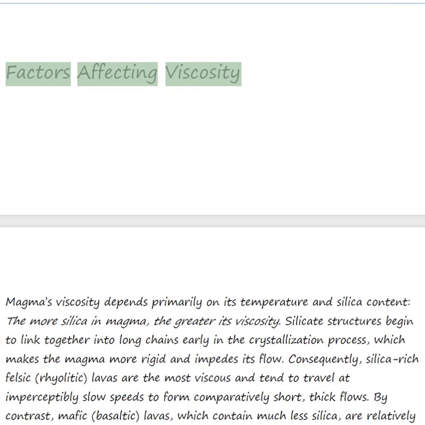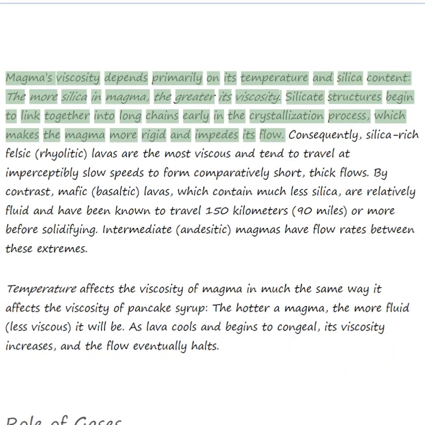Factors affecting viscosity. Magma's viscosity depends primarily on its temperature and silica content. The more silica in magma, the greater its viscosity. Silicate structures begin to link together into long chains early in the crystallization process, which makes the magma more rigid and impedes its flow.